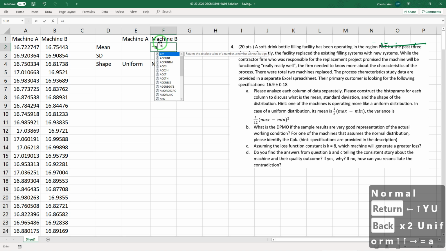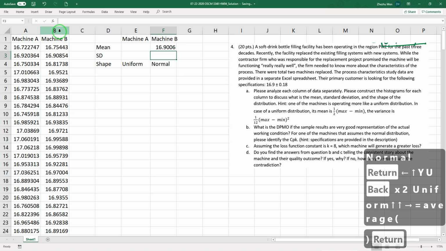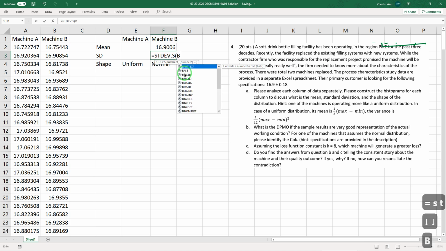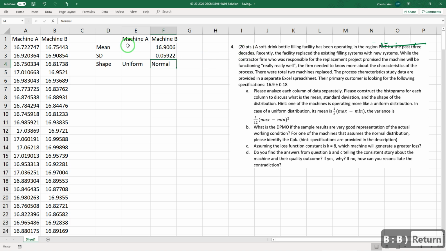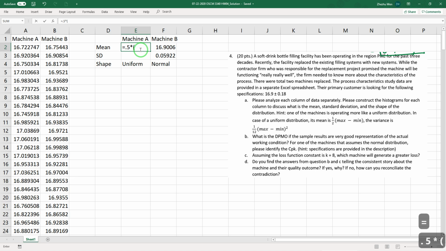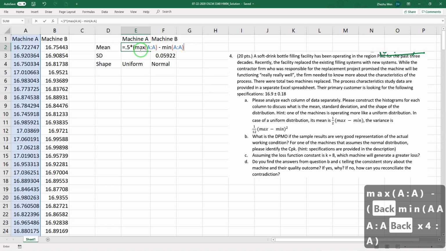For B, it's fairly simple. You can just say average, and our standard deviation is STDEV.S of the sample B. For machine A, we have a slightly different way of calculating it because it follows a uniform distribution. So what I'm going to do here is 0.5 multiply the maximum minus minimum, max of A, min of A.